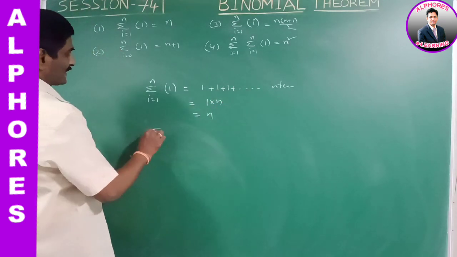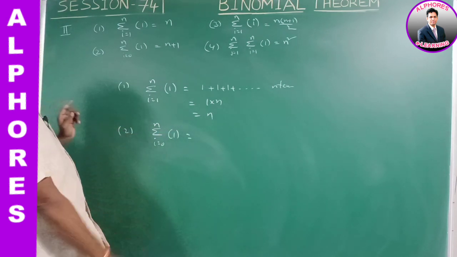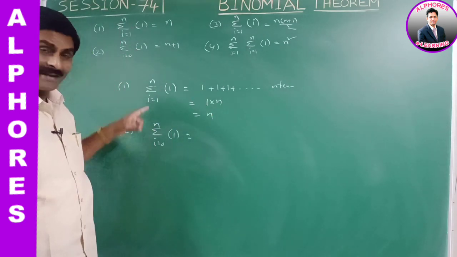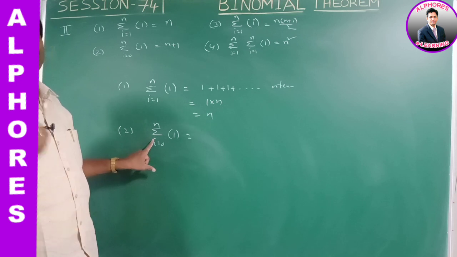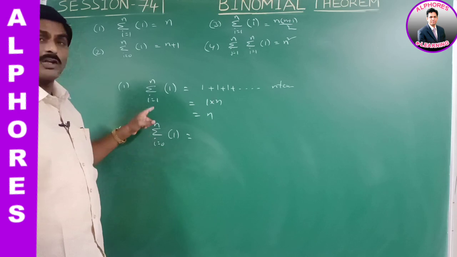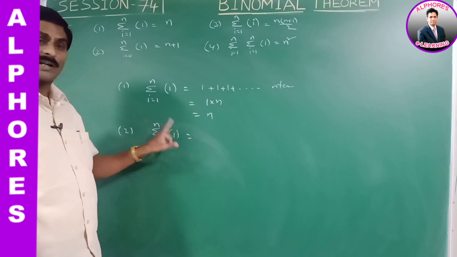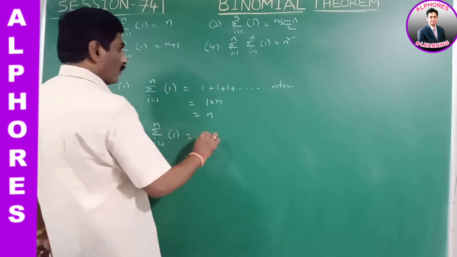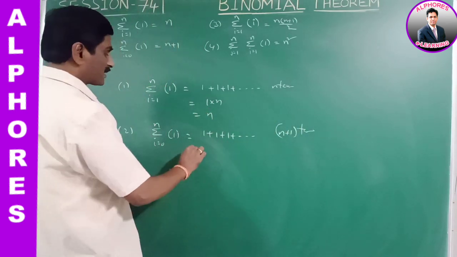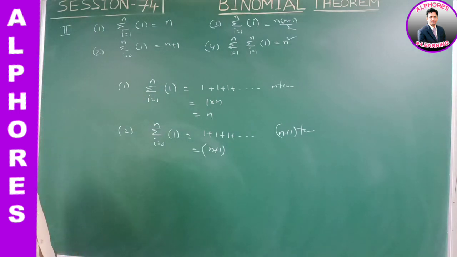Similarly, sigma of i = 0 to n of 1, second problem. Here 1 plus 1 plus 1, how many times? Here i begins from 0 to n. That means how many terms are available? n plus 1. Here i = 1 to n means 1, 2, 3, and so on up to n, that is n terms. i = 0 to n means at i = 0 the corresponding value is 1, at i = 1 the corresponding value is 1, and so on. That means 1 plus 1 plus 1 plus, n plus 1 terms. What is the result? n plus 1. Please note this value. Second one. Next, third one.